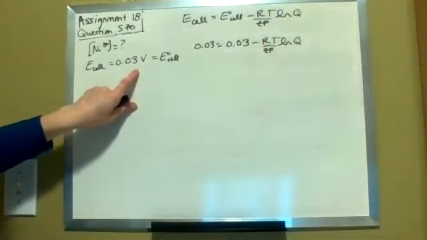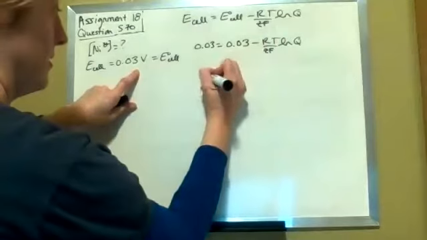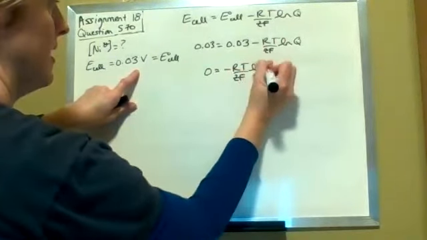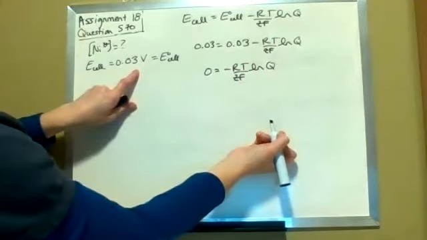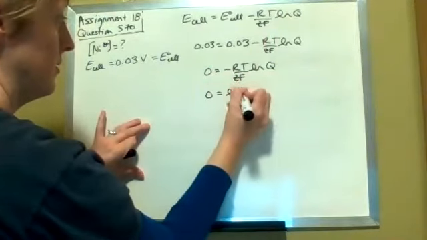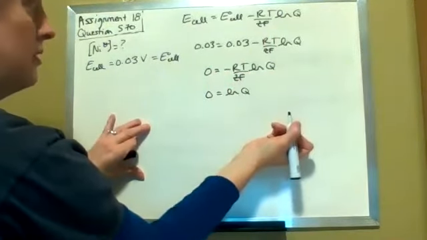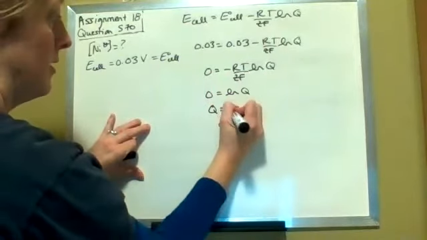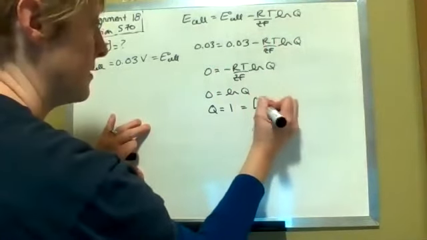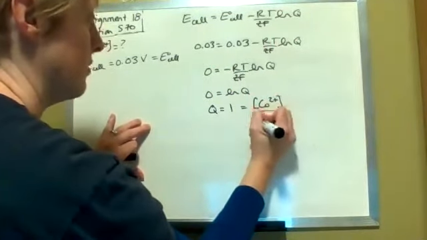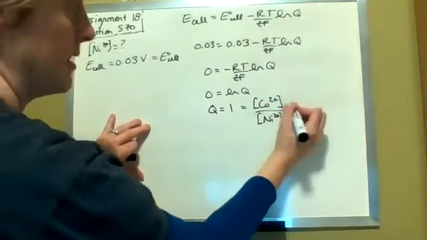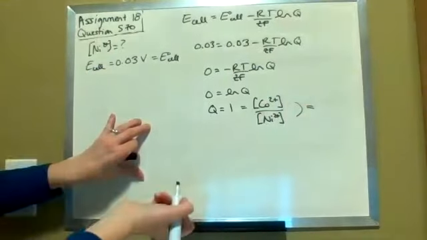So it's just going to end up canceling each other out. So what you end up with, 0 equals minus RT over ZF ln Q. And what this breaks down into is really 0 equals ln Q. So that's telling us that Q has to be 1. For Q to be 1, remember Q is the concentration of cobalt 2+ over nickel 2+. So it means that these guys need to be equal.